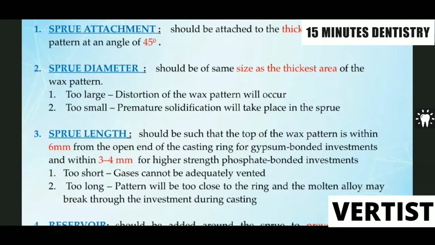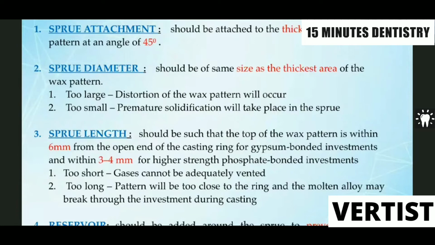It should not be too large, otherwise it leads to distortion, and it should not be too small, otherwise it will lead to premature solidification. So: sprue attachment, sprue diameter, sprue length. Again, we should have a sprue length which should allow us to place 6 millimeter.